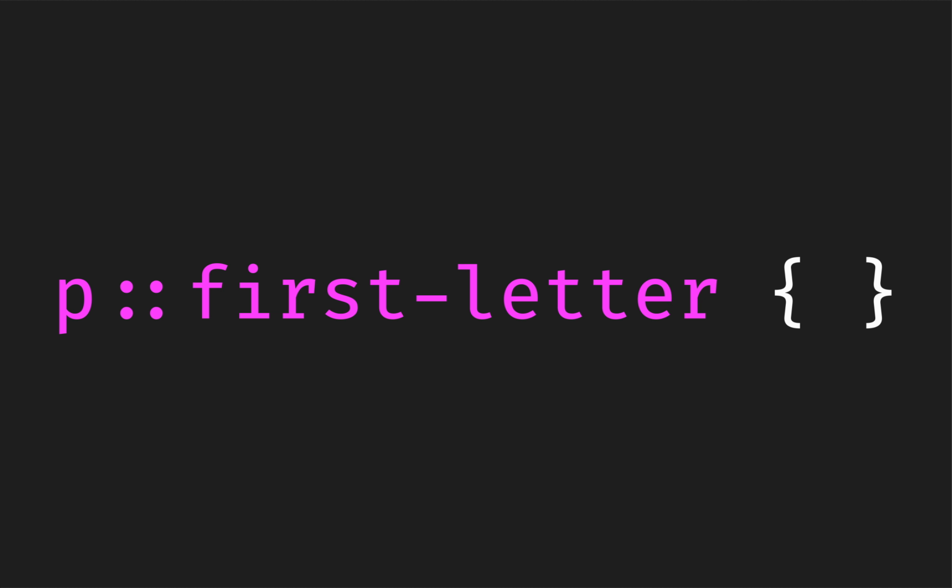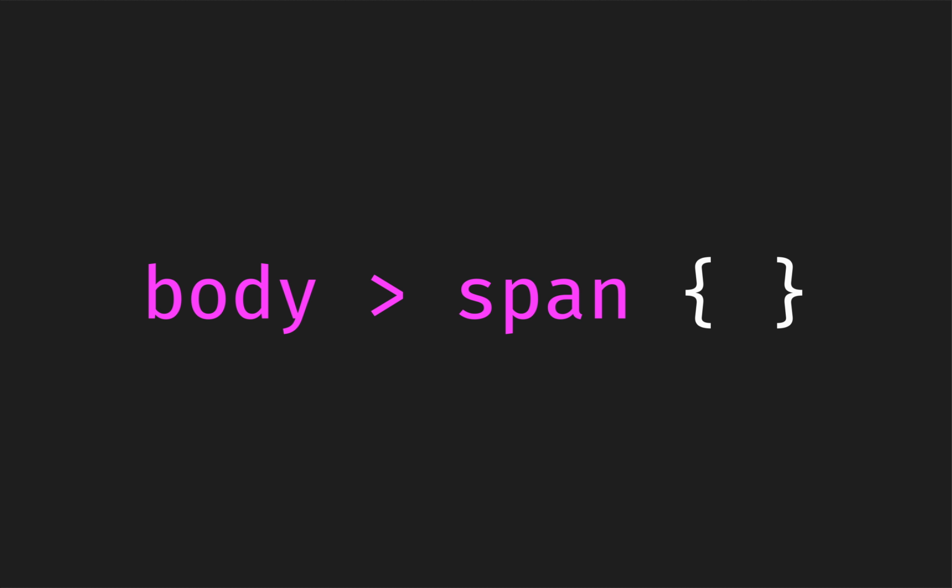Then you have the combinators that you can use to combine selectors to target an element. This particular combinator says that it targets each span that is a direct child of the body. We will learn more about this later on, but this is just a quick overview on different types of selectors.